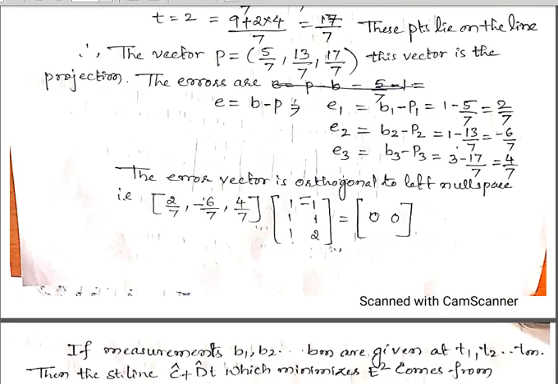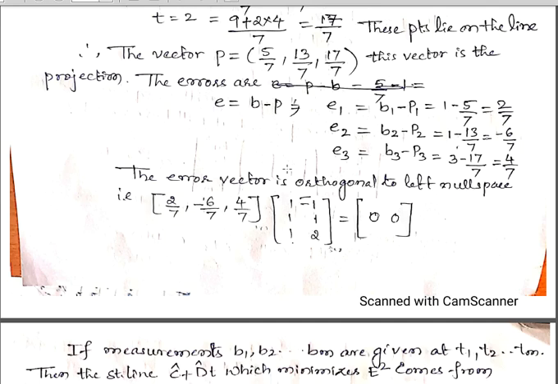And this error vector is certainly orthogonal to the left null space. So left null space means, this is our error vector, and when it is multiplied with our C plus GT matrix, we are getting 0, which means it is in our left null space.